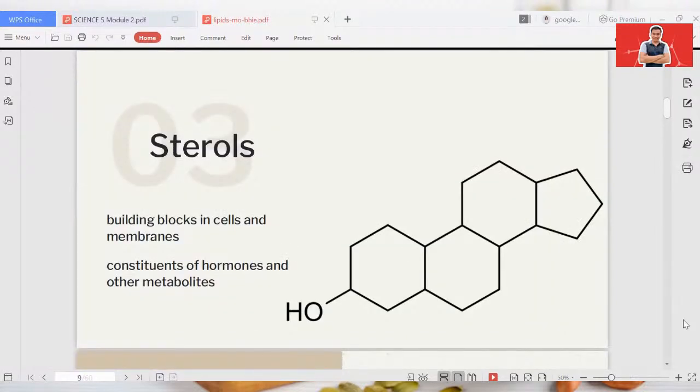Lastly, we have sterols. These are a class of lipids containing a common steroid core with hydrocarbon side chain and alcohol group. So these are constituents of hormones and other metabolites such as steroids, and ang most commonly encountered is ang cholesterol, which is found in the membranes.